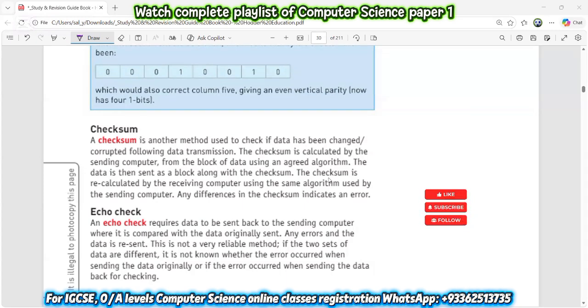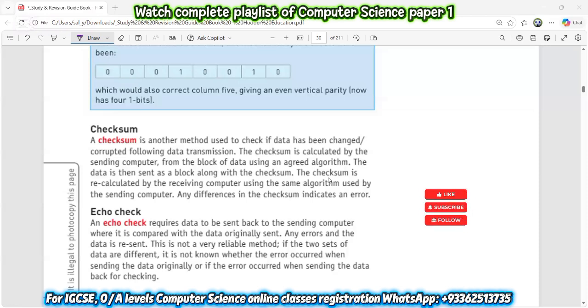So that is a very simple concept that you need to know about checksum: calculation of checksum on the sender's end, sending the data along with the checksum to the receiver, checksum recalculated, comparison done, equal means good enough. Otherwise, it is going to send a message that some problem has occurred.